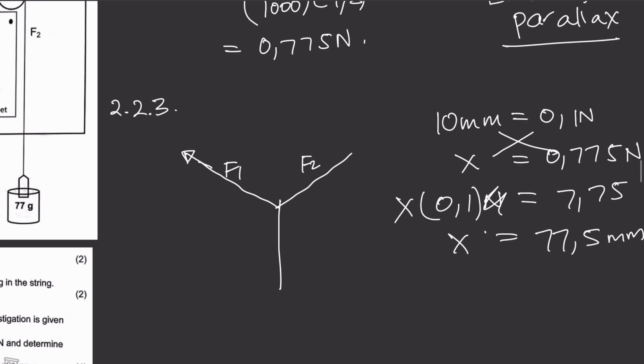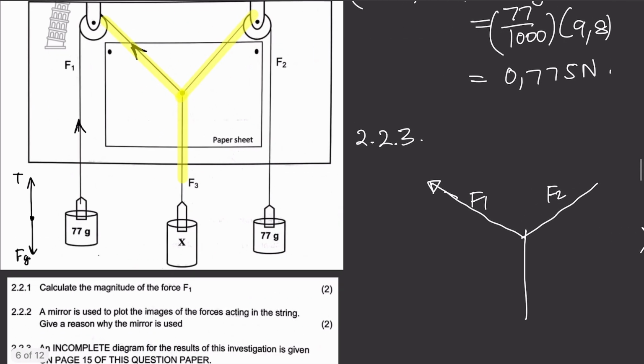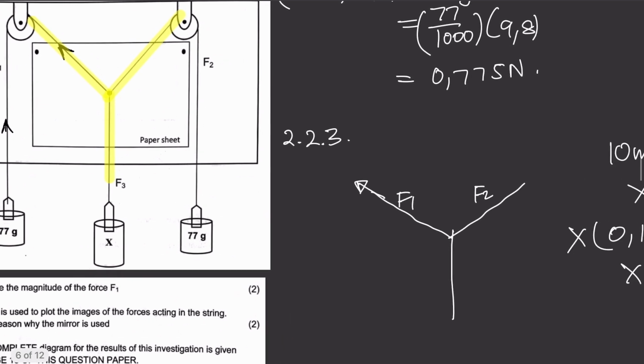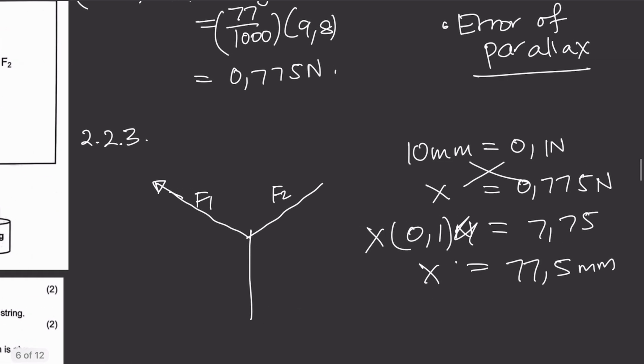Once you do that, you repeat for F2. For F2, they've given us the same mass, so the force will be the same as well. This will also be 77,5 millimeters. Now what you need to do is complete this quadrilateral. That means drawing a line parallel to F1 and a line parallel to F2. For F2, the line would look something like this, and for F1, the line would look something like this. The resultant is the line drawn from this point there.